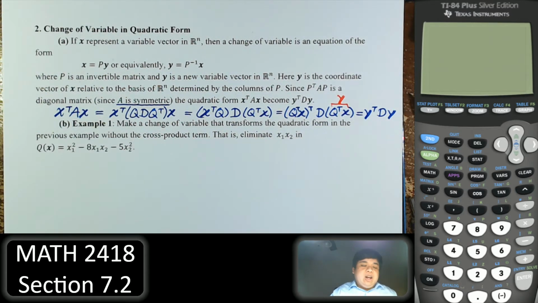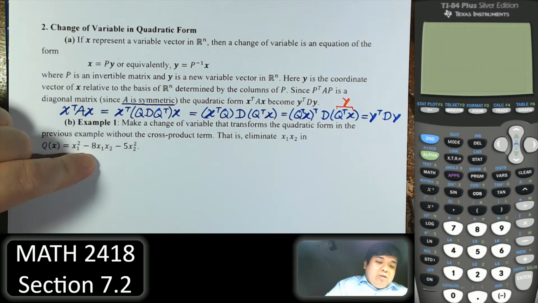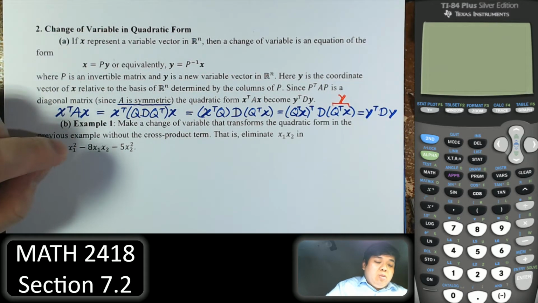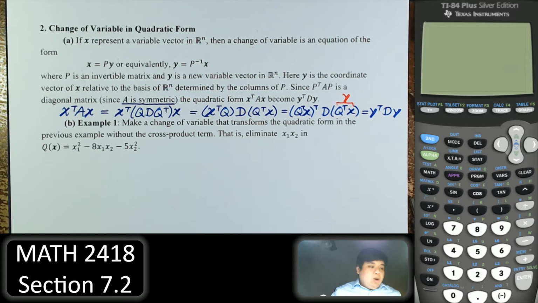So what is the advantage of doing that? Let's see in the next example. Make a change of variable to transform this quadratic form into another quadratic form that does not have the cross product term, meaning that it will not have the negative 8 here. First of all, of course, we rewrite this into a quadratic form in vector form.